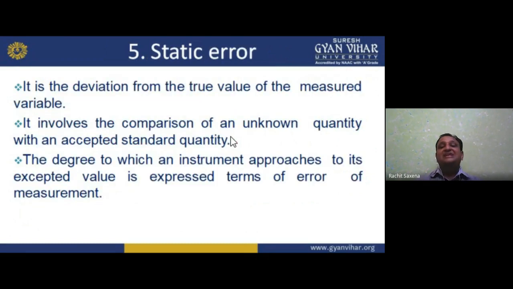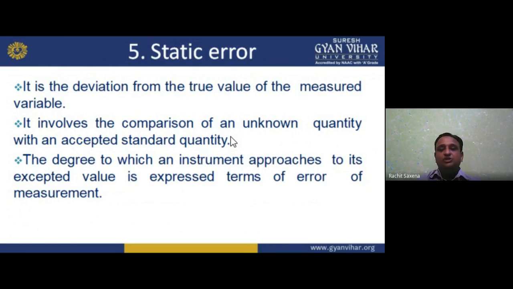Now fifth is the static error. It is a deviation from the true value of the measured variable. It involves the comparison of an unknown quantity with an accepted standard quantity.